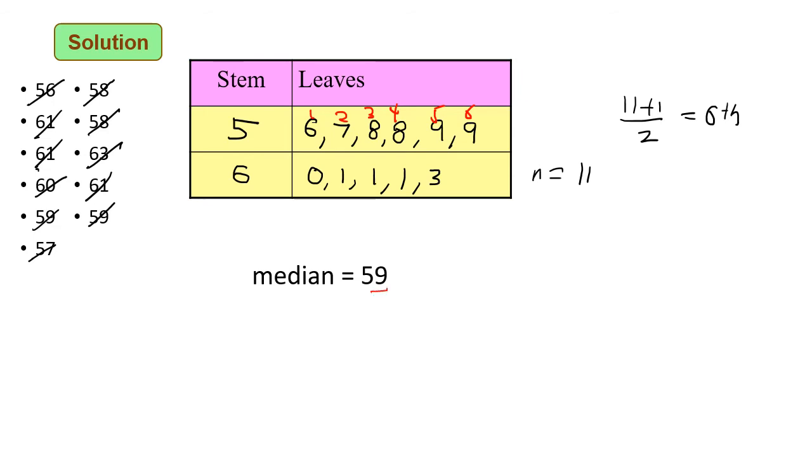And then the question also asks about the mode. Remember, mode is the data that occurs most frequently, right? We see here that 61 occurs 3 times, so the mode should be 61. So this is how we plot a stem and leaf, and from the stem and leaf plot, we will use it to find the median and the mode.